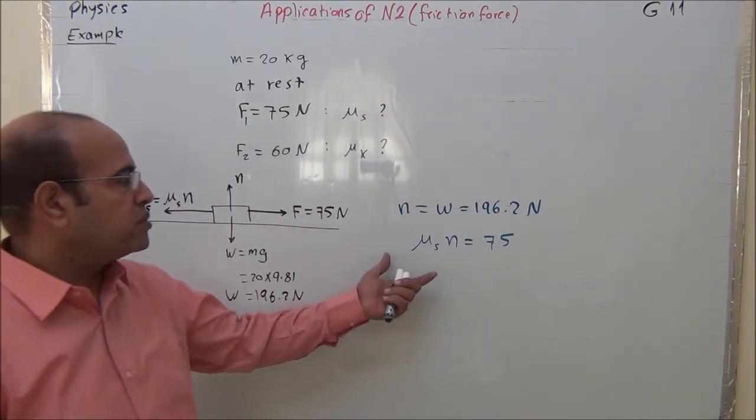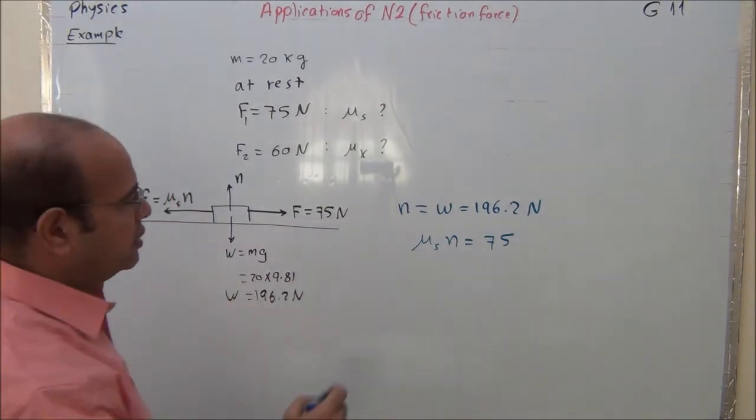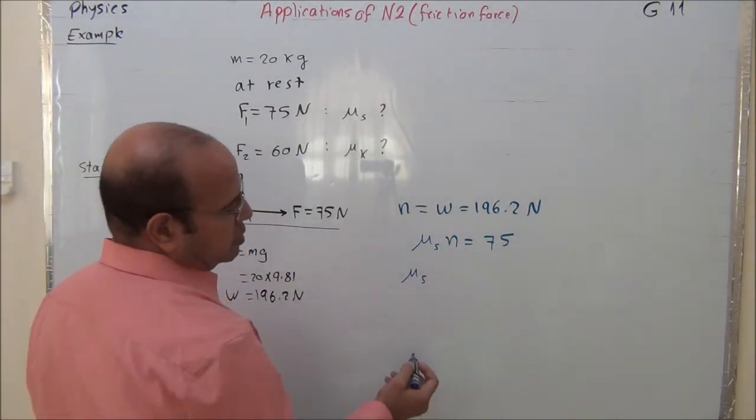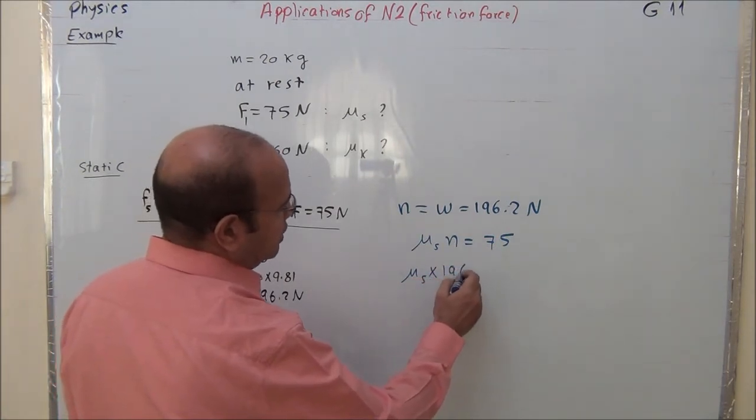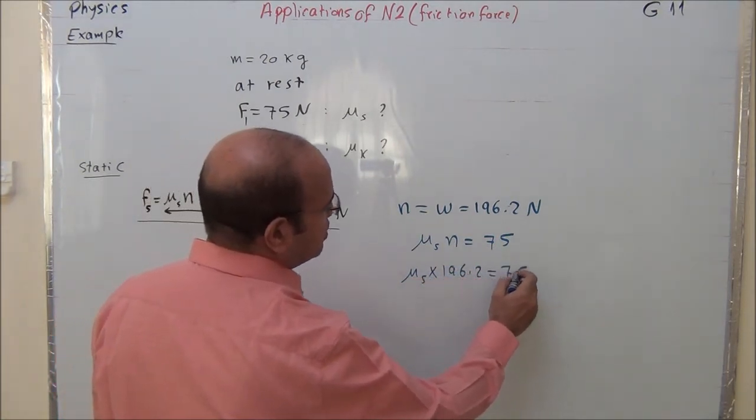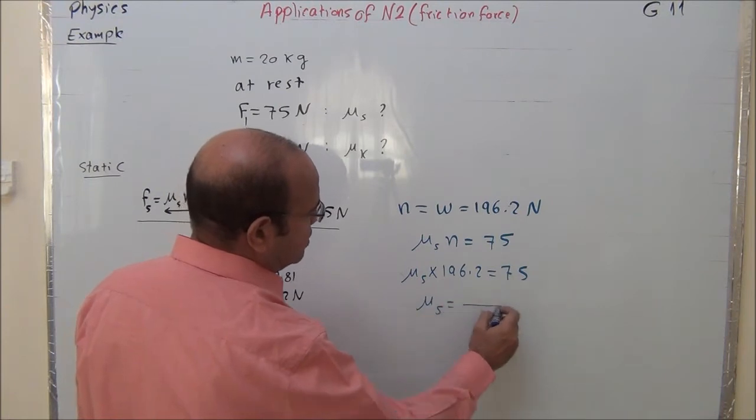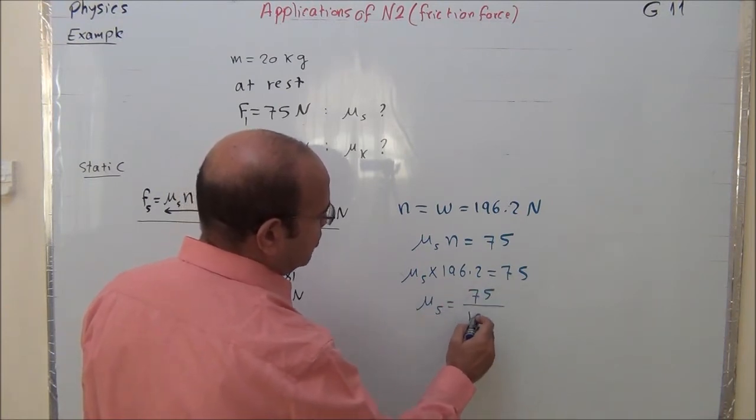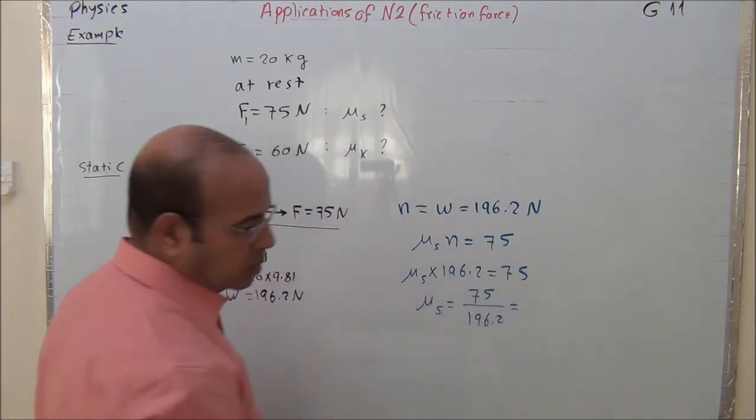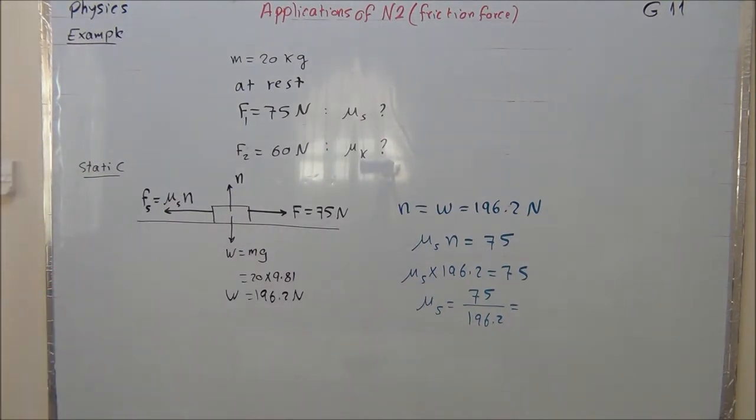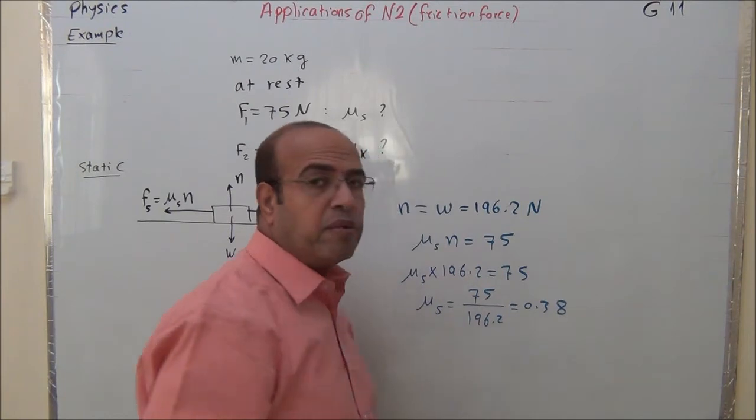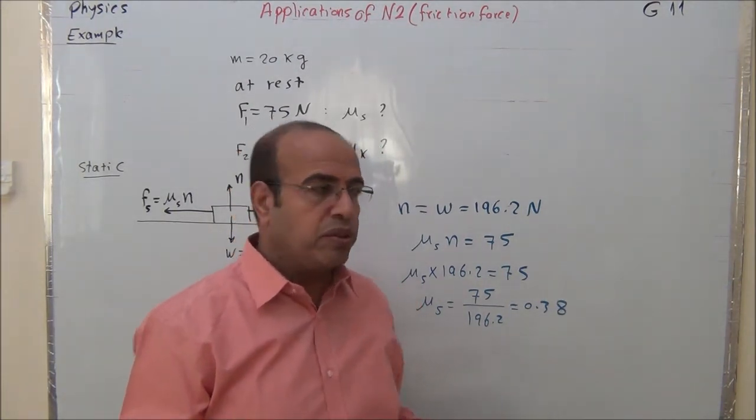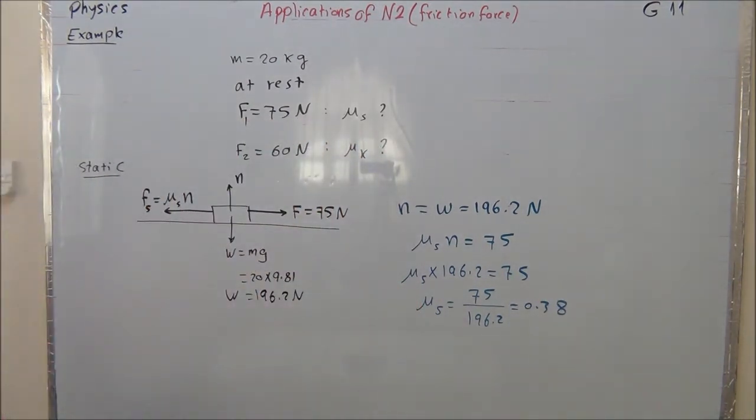We can calculate from this mu S because already we have n. So mu S, the coefficient of static friction, multiply 196.2 equals 75. So mu S equals 75 divided by 196.2. So mu S equals 0.38. Remember, the coefficient of friction has no unit. This is in the first case.